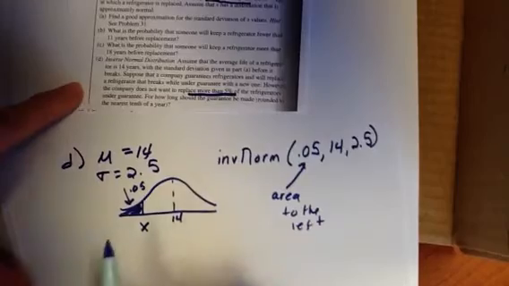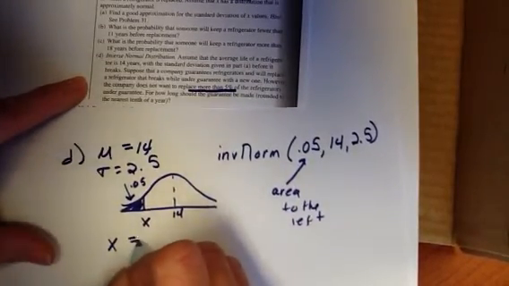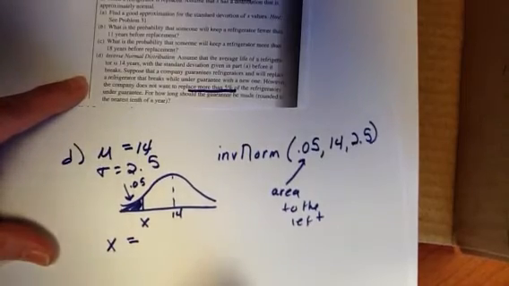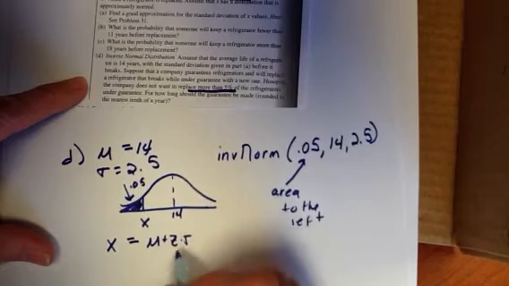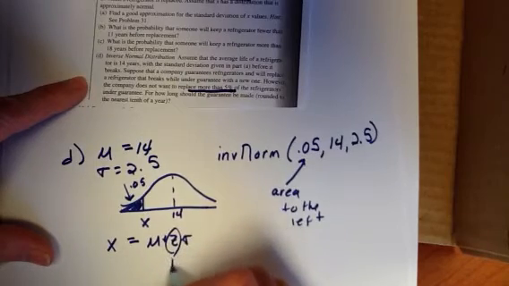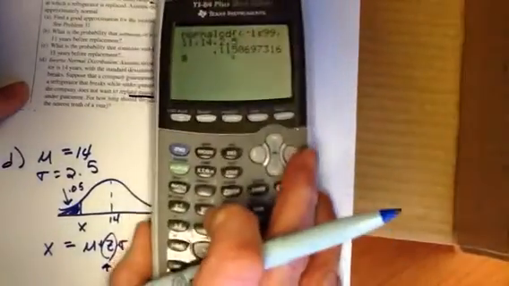We could also, if we wanted to calculate the z value, use the reverse formula of our transformation formula. We use x equals mu plus z times sigma. But we have to look up z inside the table. So I find for most students it's just easier to do the inverse norm on the calculator.